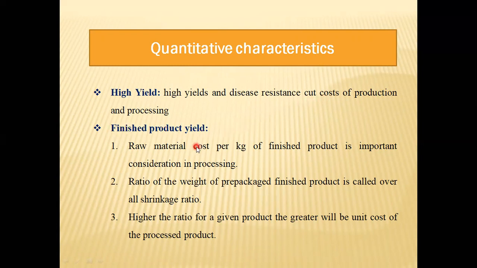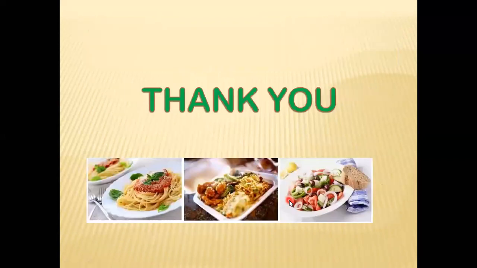Now the finished product. The raw material cost per kg of your finished product is very important regarding the processing. Now the ratio of weight of the pre-packaged finished product is called the overall shrinkage ratio. This shrinkage ratio is related to the cost of your product. So the higher the ratio for a given product, the greater the cost of production of that processed product. Okay, so we have to keep the overall shrinkage ratio low. So this is all about quantitative characteristics.